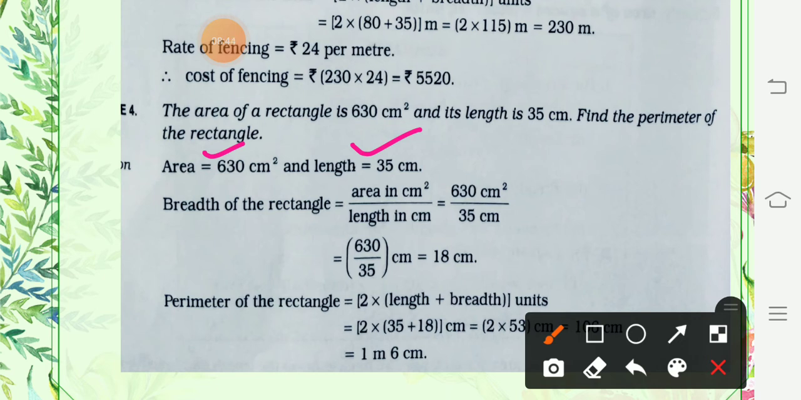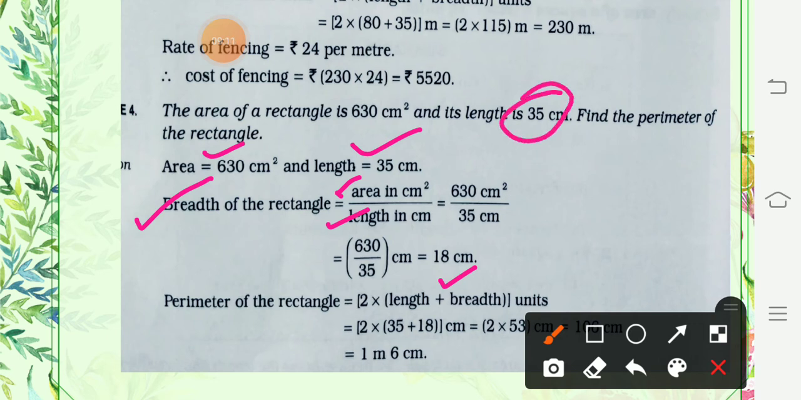So ma'am has told you right before our formulas, if the area is given and the length is given, how we will find out the breadth? Find out the breadth formula, area divided by length. So 630 divided by 35, we get the 18. Is it okay? Centimeter. It's breadth, that's why unit will be centimeter.